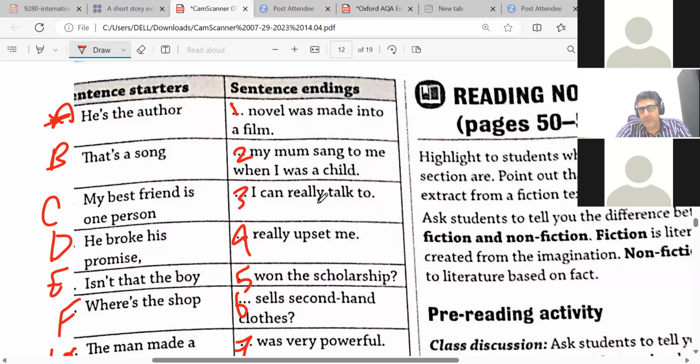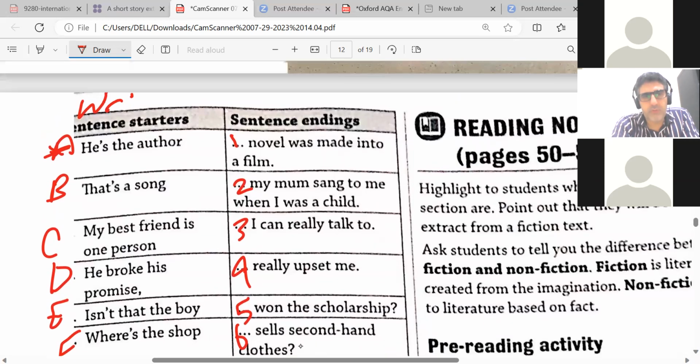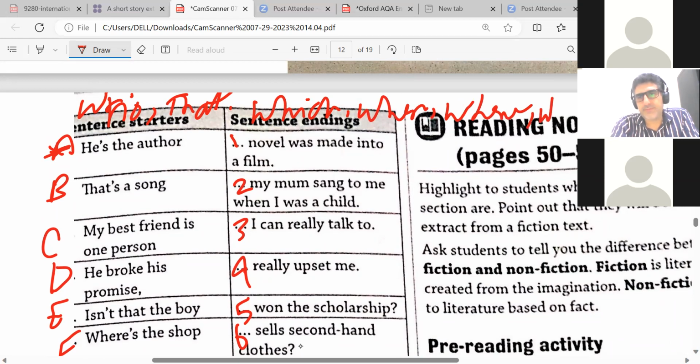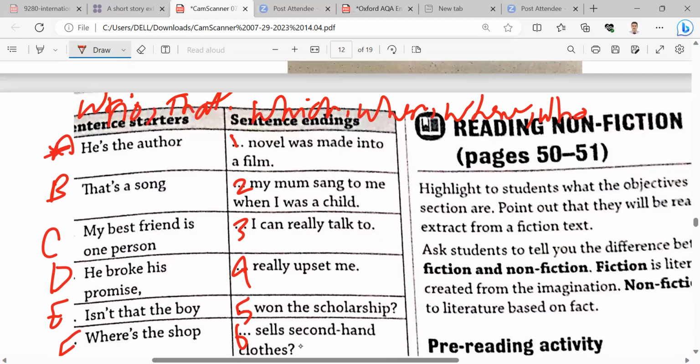What you need to do, write the relative pronoun. What are the relative pronouns? Do you remember them? We have who, that, which, when, where, and whose. Choose the right relative pronoun and complete it.